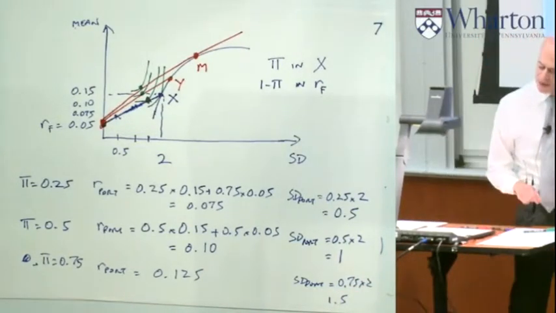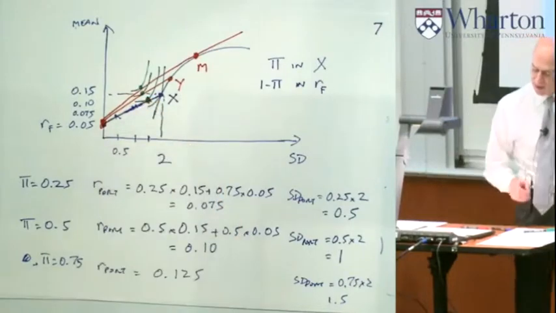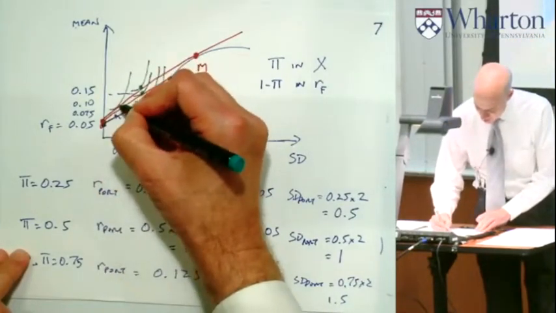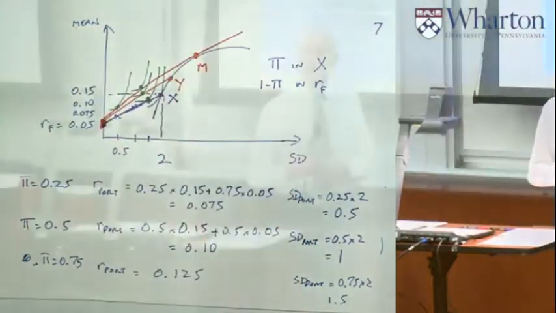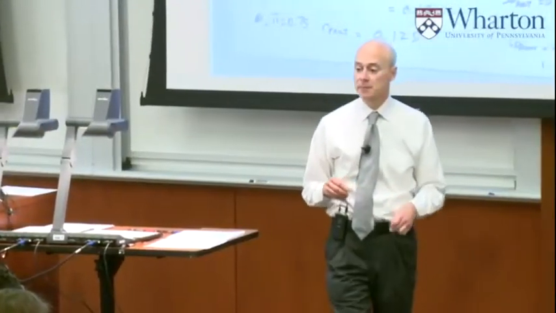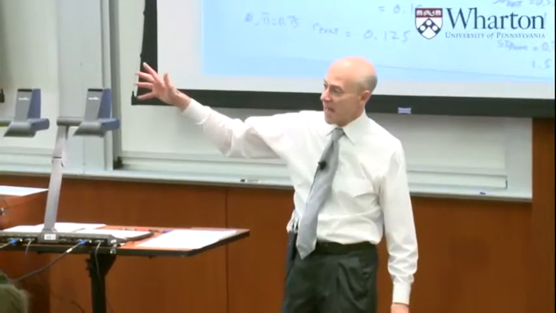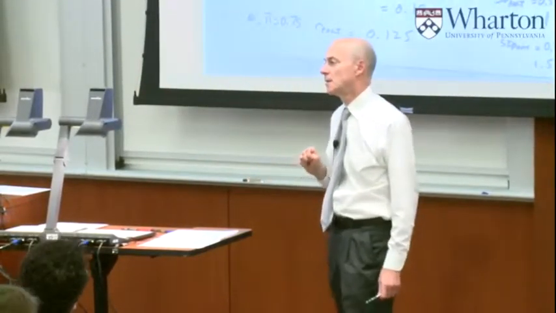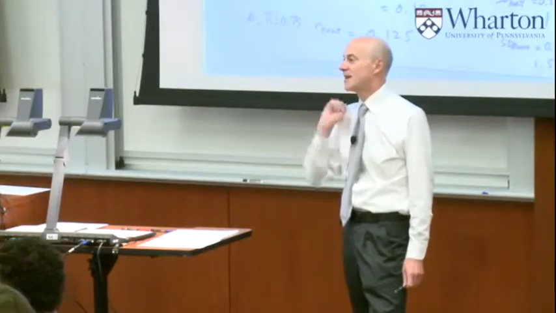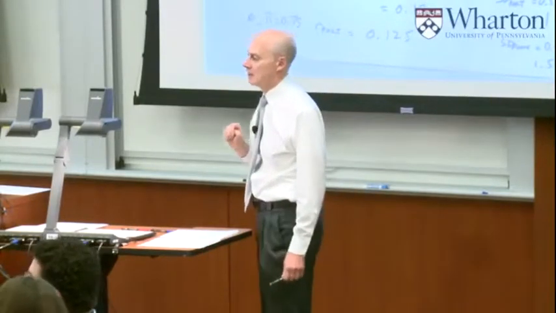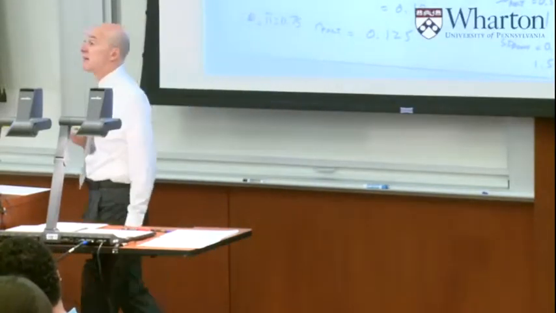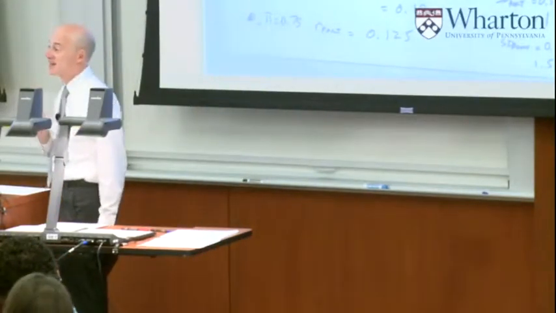If you were more risk averse than this person, suppose you were down here, for example, what would be the difference? You'd still be holding M and the risk-free. What would be different? Okay, go ahead, ask the question. Is it true that you can go beyond M? Yeah, we're going to do that in a minute.